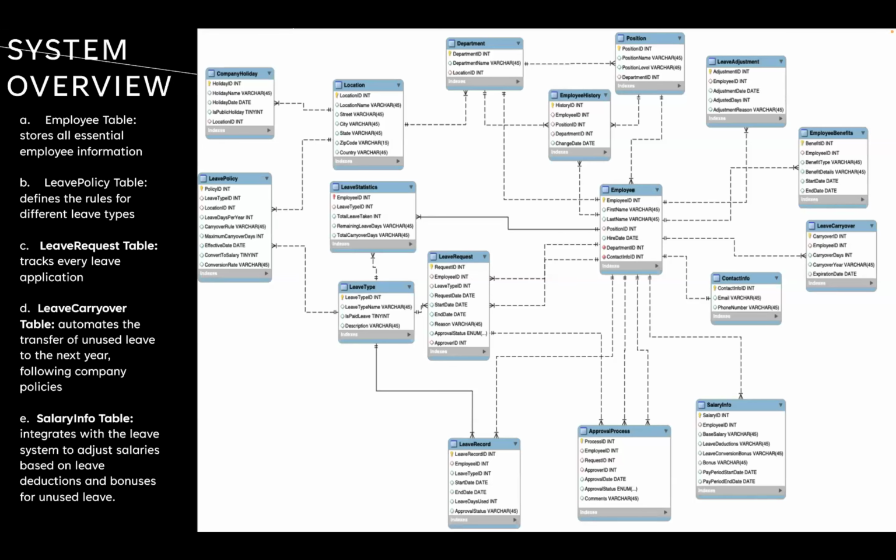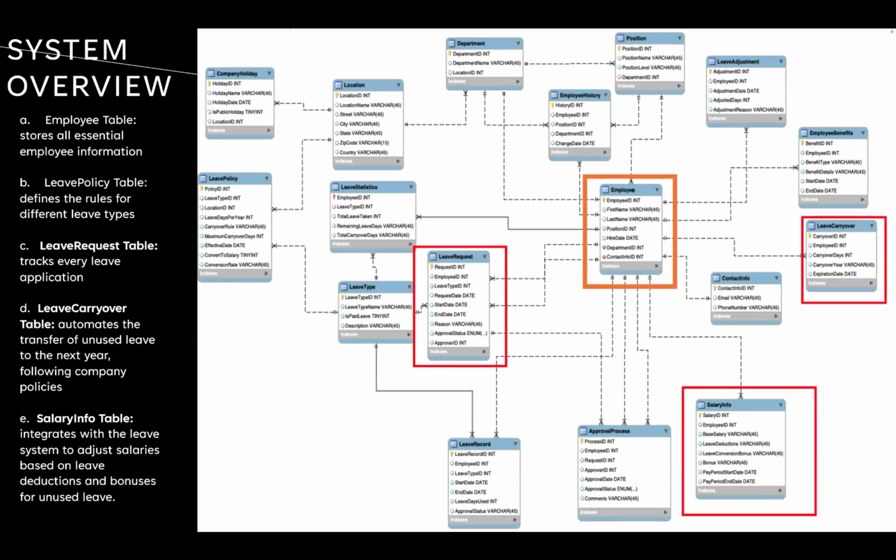Here is the ERD. As you can see, the employee table connects to leave request, which in turn links to leave policy and leave carryover. This ensures every leave request complies with company policies. Similarly, salary info links back to leave request and leave records, allowing for automatic adjustments based on leave usage. Now we move to the next part.